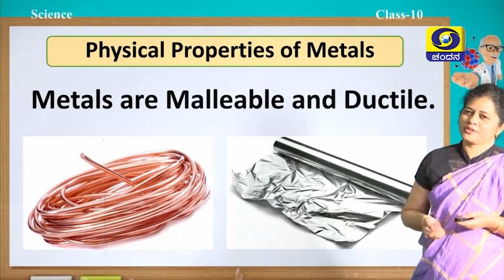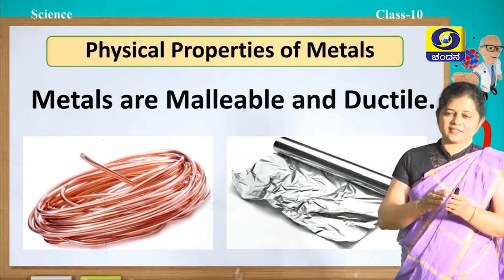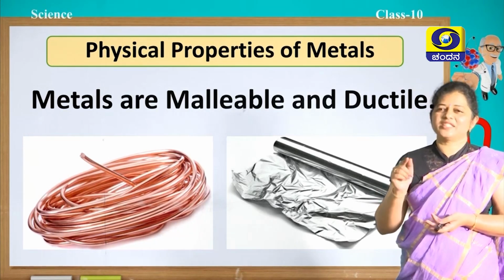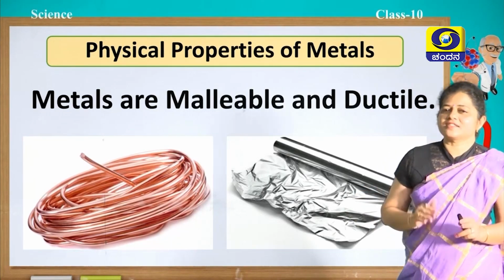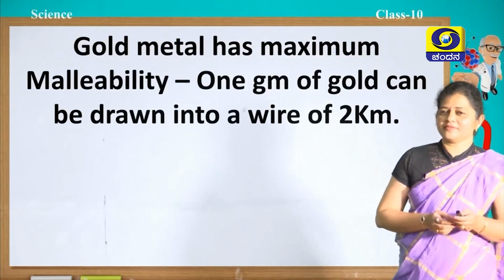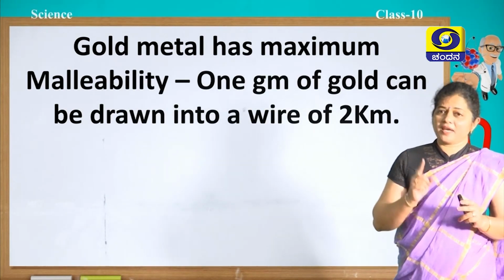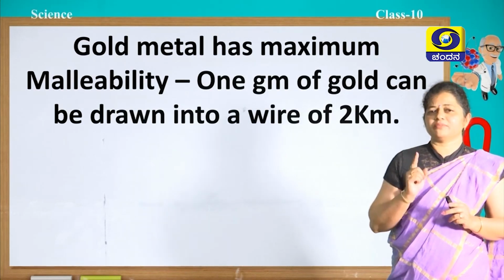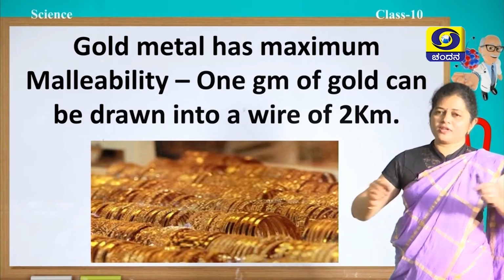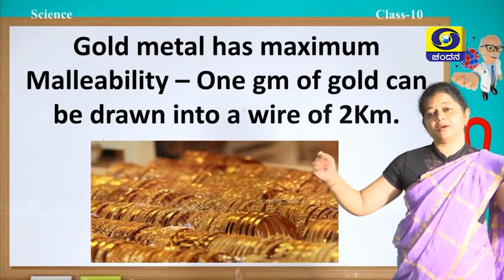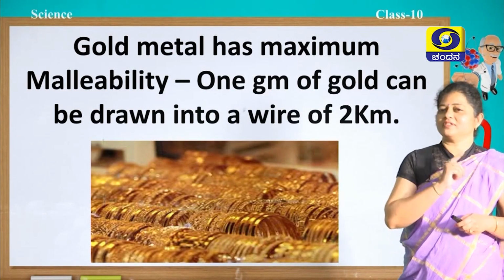And this is aluminium foil. All of you have seen that. They wrap your parathas or your chapatis in that. So, it is very, very thin. This property of metals which allows them to be beaten into thin sheets is called malleability. The surprising fact is that gold has the maximum malleability. Imagine, 1 gram of gold can be drawn into a wire of 2 kilometers. Only 1 gram of gold can be drawn into a wire extending up to 2 kilometers. Imagine the ductility of gold.